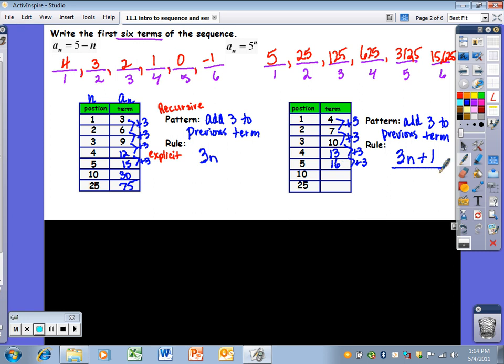So what would the 10th term be? 3 times 10 is 30 plus 1 is 31. 3 times 25 is 75 plus 1 is 76. Are you understanding repetitive adding? Okay, let's look at a couple other examples.